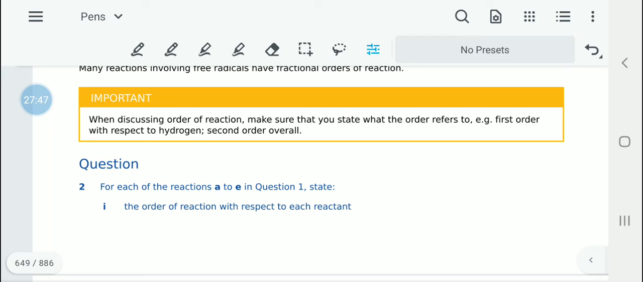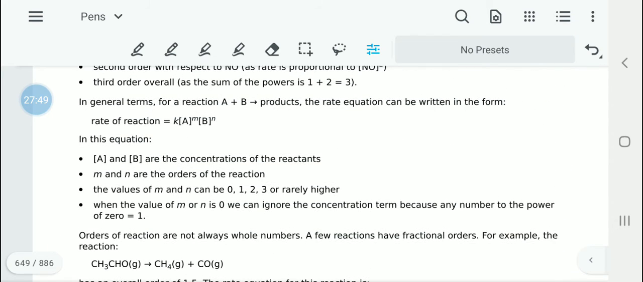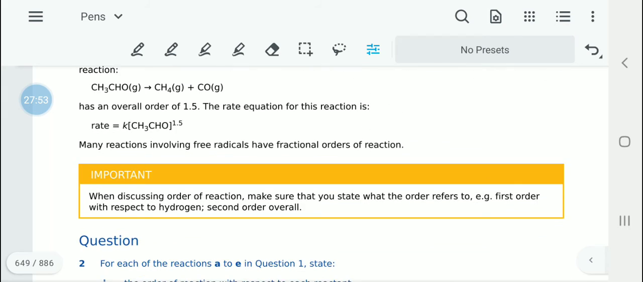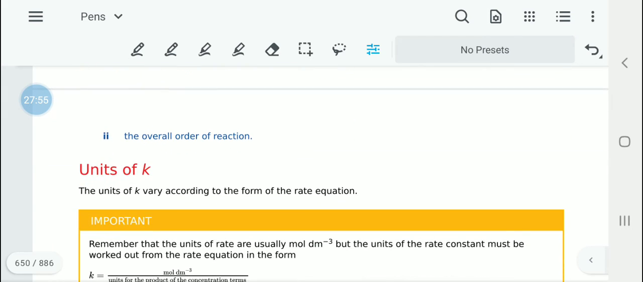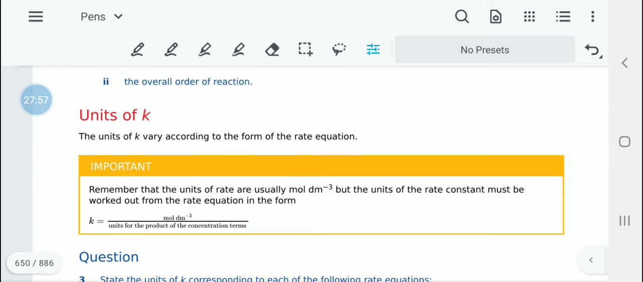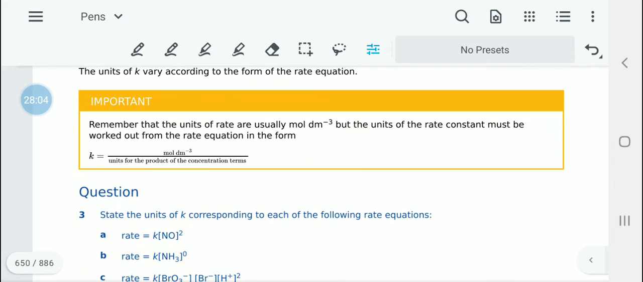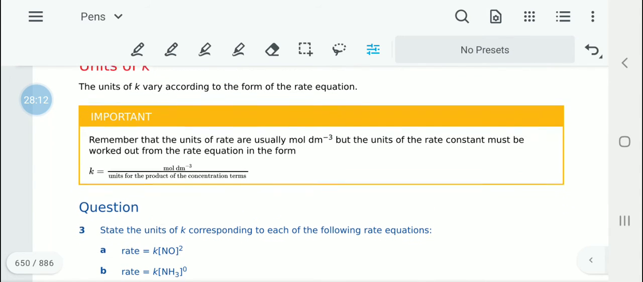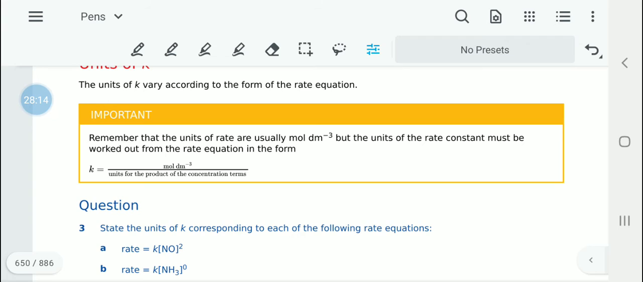So that means you take the rate equation and then you have to calculate based on the rate equation. I hope that makes sense as well. Write down: units of k will vary according to the form of the rate equation.